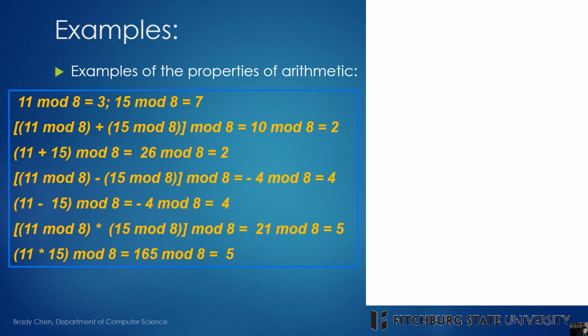Okay, let's take a look at some examples. The first example means that when we calculate 11 mod 8, we get 3, right? And 15 mod 8, we get 7. We can easily verify that. Then we can verify 11 mod 8 plus 15 mod 8, and then the whole thing mod 8. Now what is this?